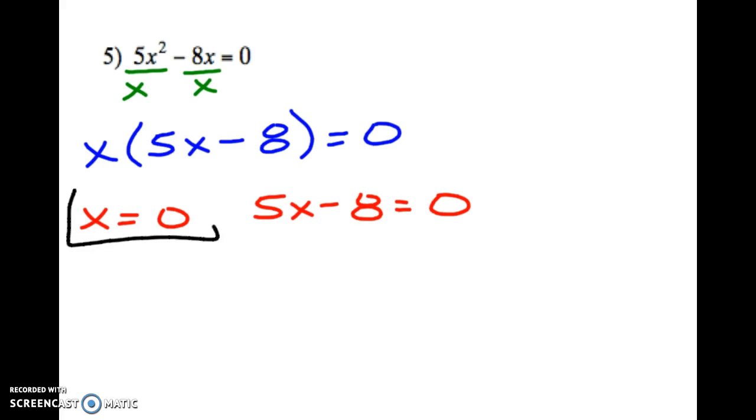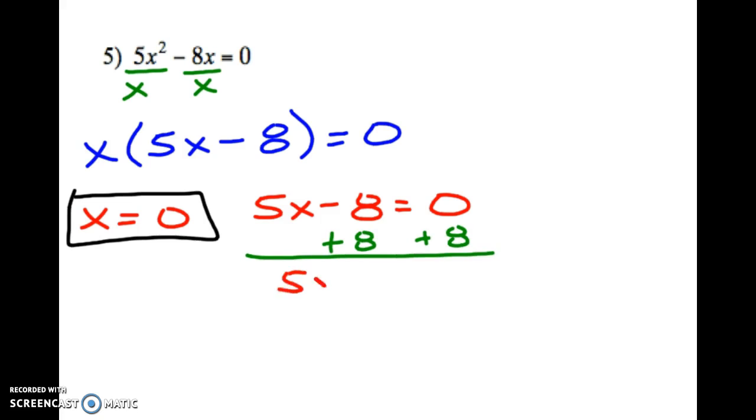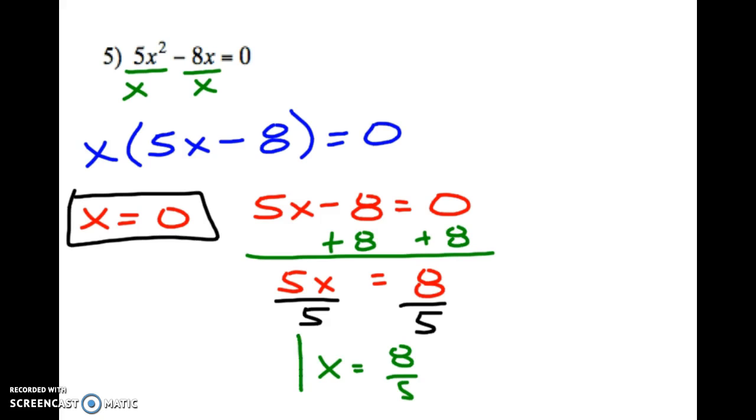Notice right off the bat, one of our answers is going to be x equals 0. As far as the other one, we're doing our normal solving of 2-step equations. So we add 8 to both sides. We divide by the 5. And we see that in this case, the second answer is going to be 8/5.